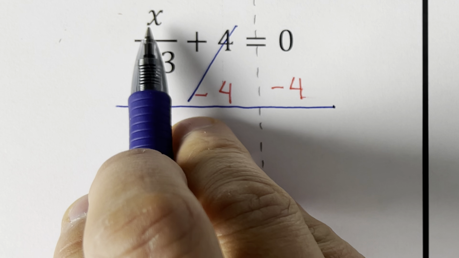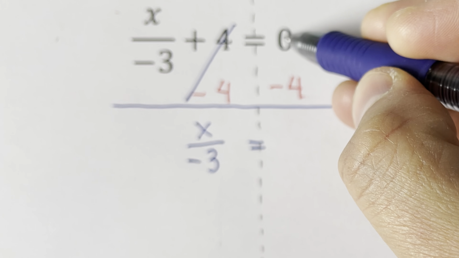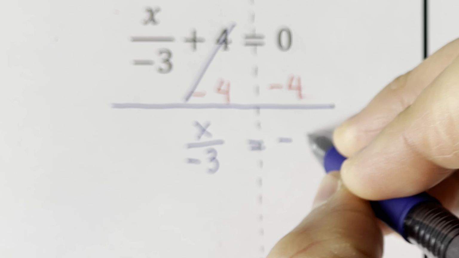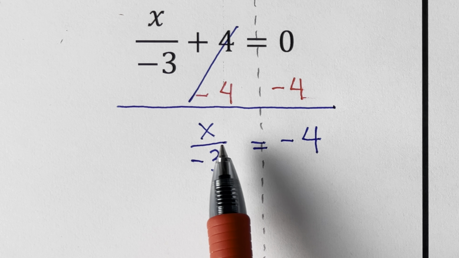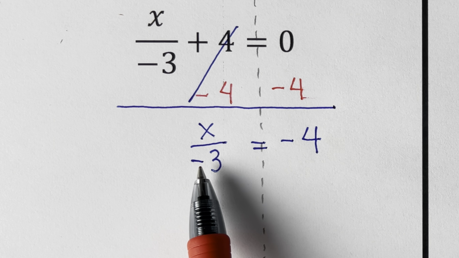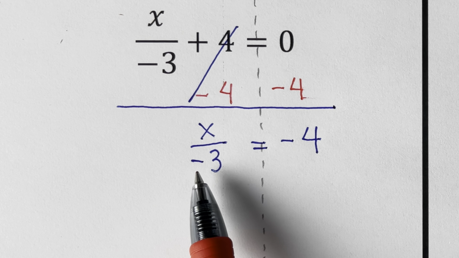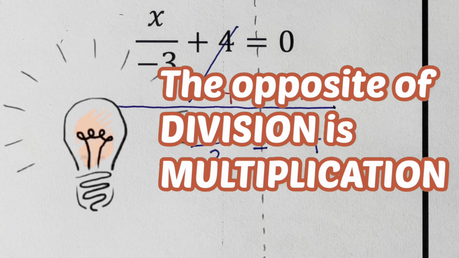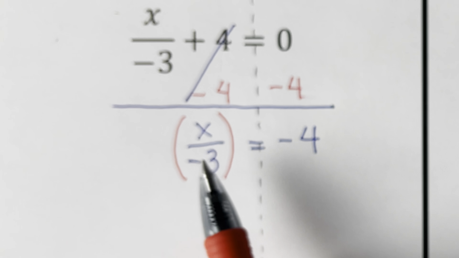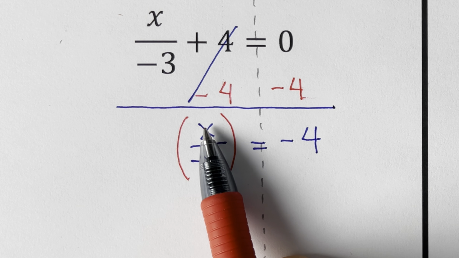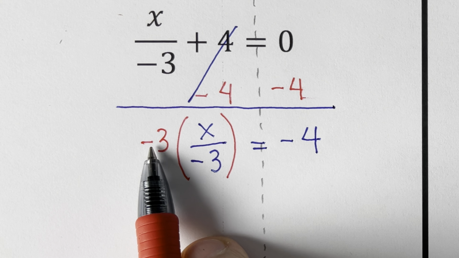So we are left on the left side with x divided by -3, and that is equal to 0 minus 4, which is -4. Now, if we read this remaining equation, it is read as x divided by -3 is equal to -4. So this is division. Now, we remember that the opposite of division is multiplication. Since our target is to have x by itself on one side, we're going to multiply by -3 so that we can cross out the -3 and -3.